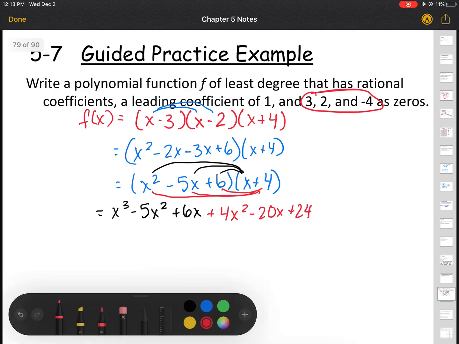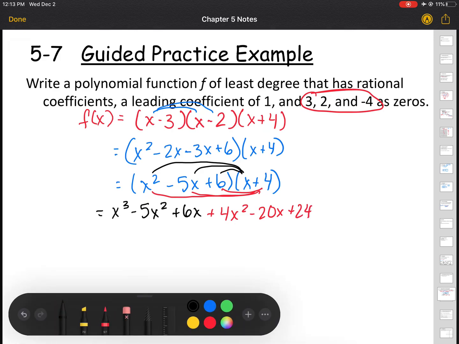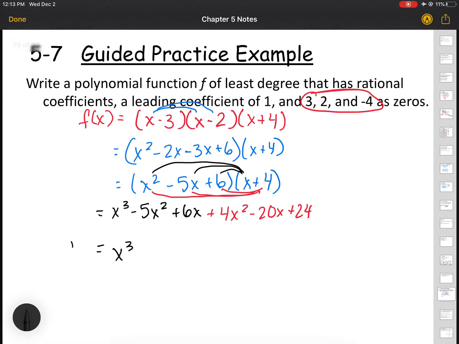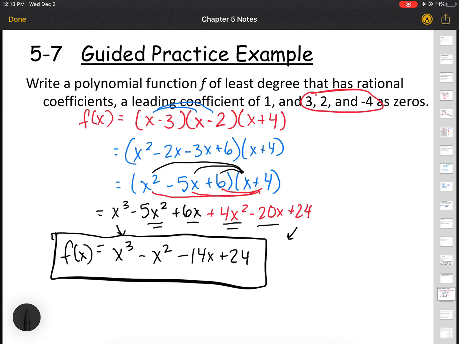And all we need to do now is put together our like terms. Well, x to the third power is not doing anything. And I have two like terms of x squared, so negative 5 plus 4 is negative 1 x squared. Then I have my x term, 6 minus 20 is negative 14x, and then I could just drop down my constant 24. So here's this polynomial that when factored all the way down completely will have zeros of 3, 2, and negative 4.